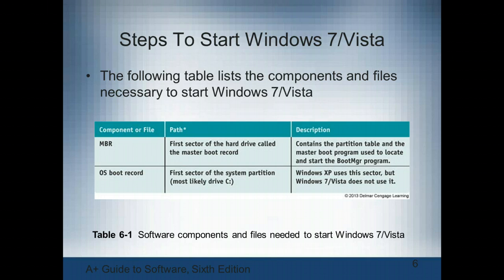The boot record is the first sector of the system partition, probably the C drive. XP uses this sector. Windows 7 and Vista don't use it. The master boot record contains the partition table. What are the partitions? What are the active partitions? Remember, in the basic disks, we can make 4 partitions, and you need to mark one of them as active. The active partition is the one that it uses to boot the system with.